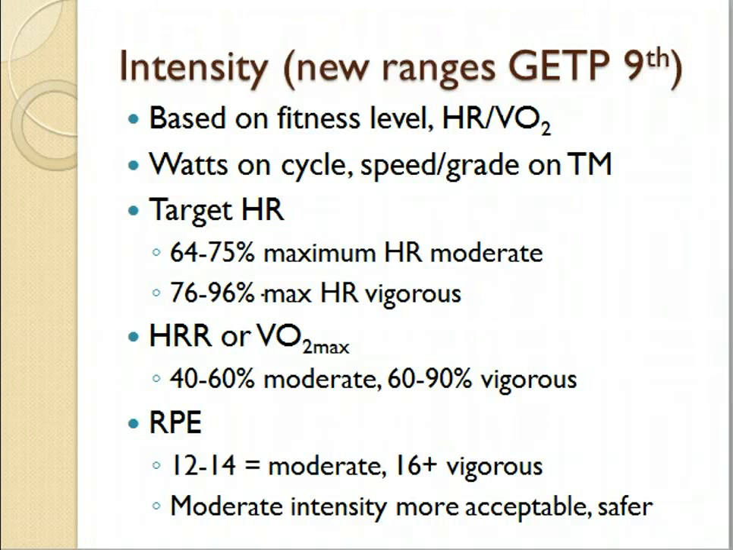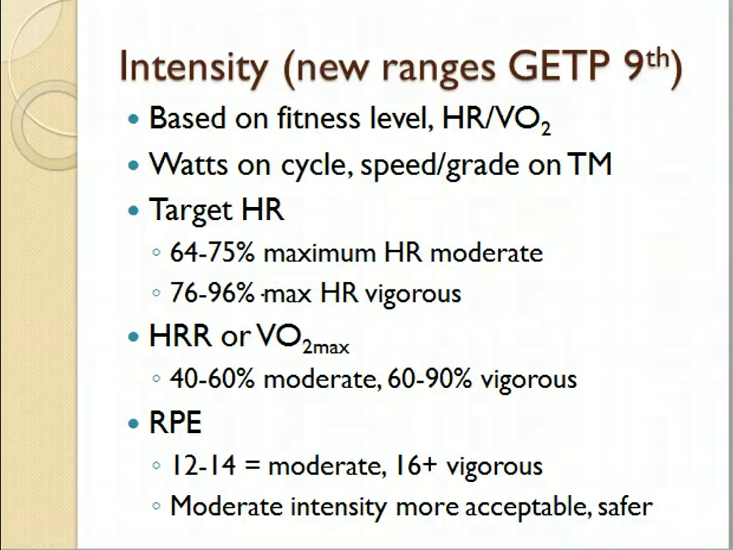So target heart rate or training heart rate, that is where you want the person to be while they're exercising. So this is based off the formula 220 minus age to get maximum heart rate, or if we have a measured maximum heart rate from something like a Bruce or Ramp protocol. So target heart rate, 64 to 75% of maximum, is moderate intensity. And then 76 to 96% is considered vigorous. So these are a little bit different. We're going up to 96%, and that's for people who are on the highest fitness end.